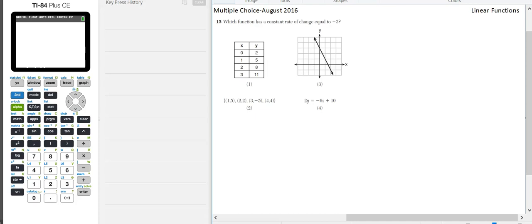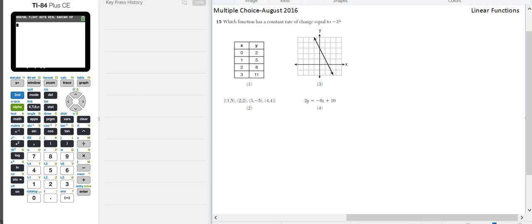This is an Algebra 1 Regents question from the August 2016 Regents on the topic of linear functions, on the subtopic of slope. Which function has a constant rate of change equal to -3? If you remember, rate of change is just slope. Slope and rate of change are the same thing.